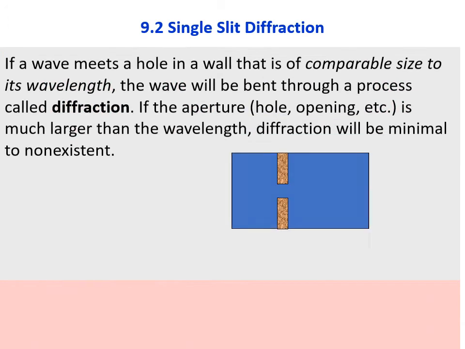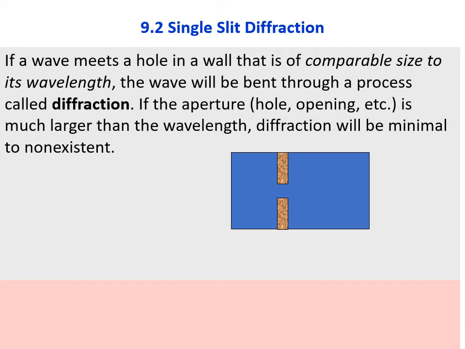Okay, so what is diffraction? Well, it occurs when a wave meets a hole in a wall or some screen that is of comparable size to its wavelength. The hole needs to be around the same size as the wavelength, so the wave will bend through a process called diffraction.